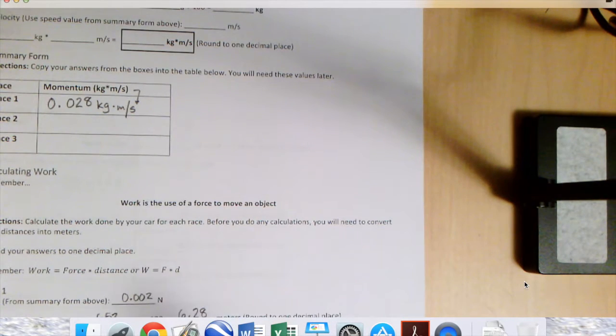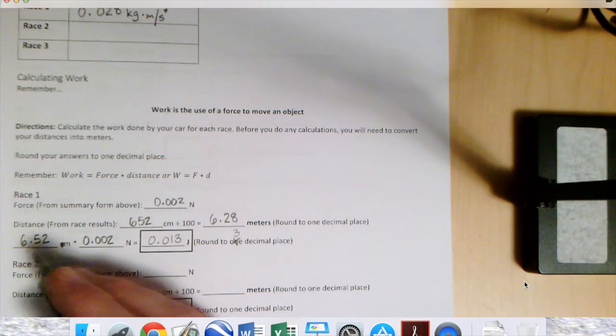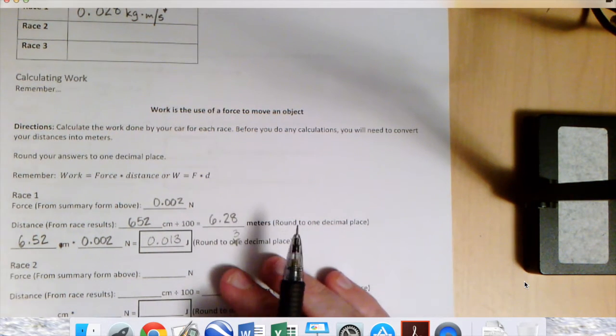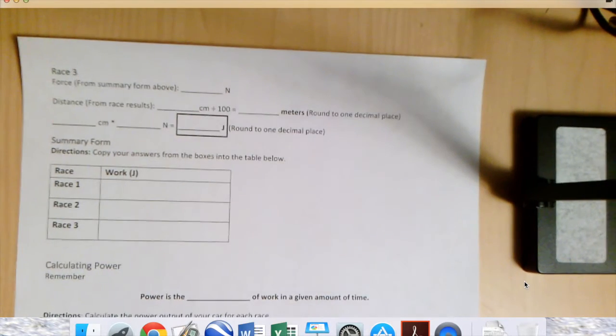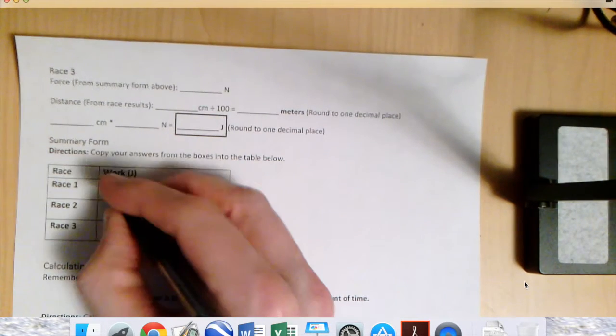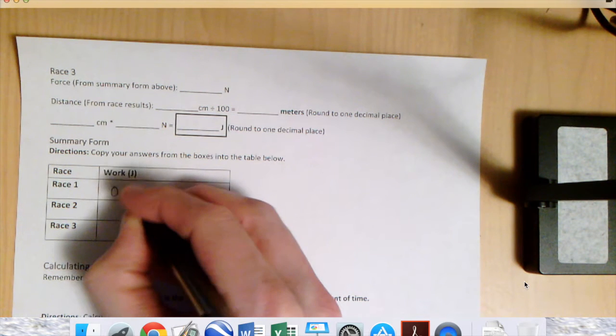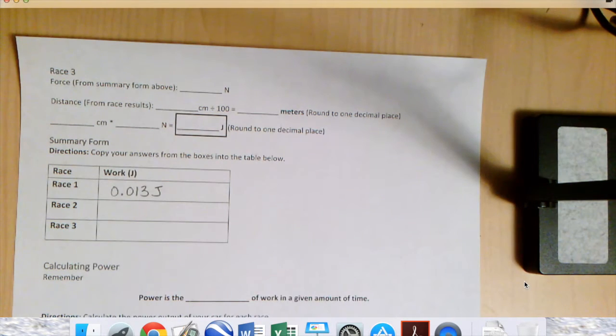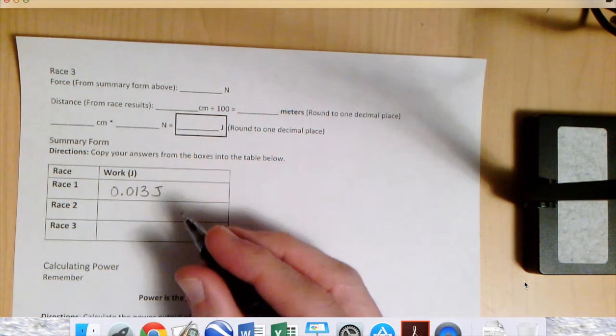Once again, we're going to take this answer in the box. Sorry about that. Take this, 0.013, and we're going to put this answer on the last page in our box where it has work in joules. So we got 0.013 joules with the letter J. So we have this for the first one.